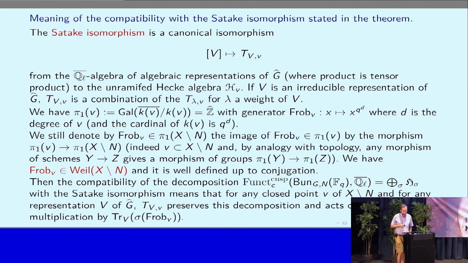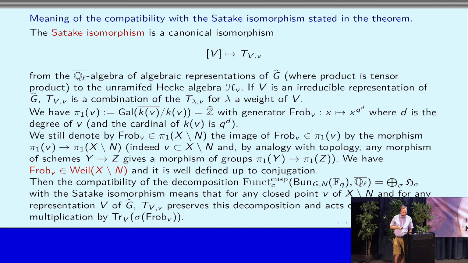So the meaning of the compatibility with the Satake isomorphism is the following. We have the Satake isomorphism, a morphism from the representation ring of G hat to the unramified Hecke algebra. And so we have a new way to index Hecke operators, T_V instead of T_lambda. They are different bases of the same space, of the same Hecke algebra.